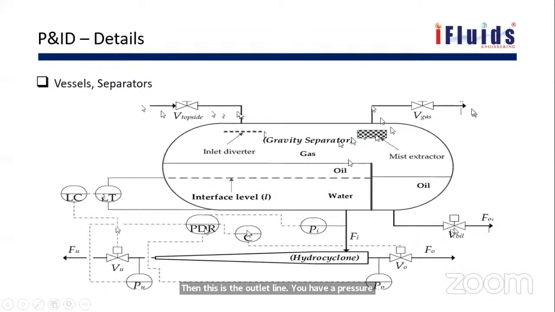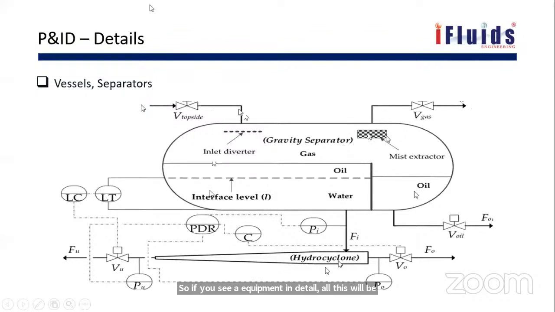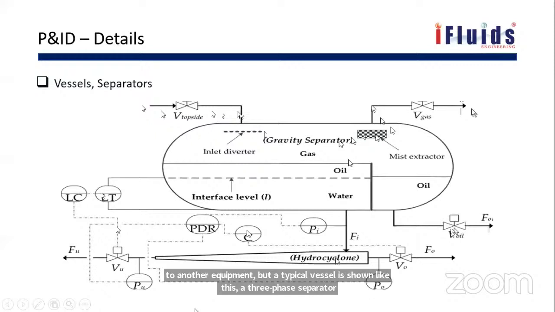So if you see equipment in detail, all this will be there. This inlet line may have different lines from different P&IDs, different equipments, but this is only the vessel we have shown here. This may join another outlet line, this may join another outlet, and this may go to another equipment. But a typical vessel is shown like this, a three-phase separator, a gravity separator, because the inlet contains oil, gas, and water.